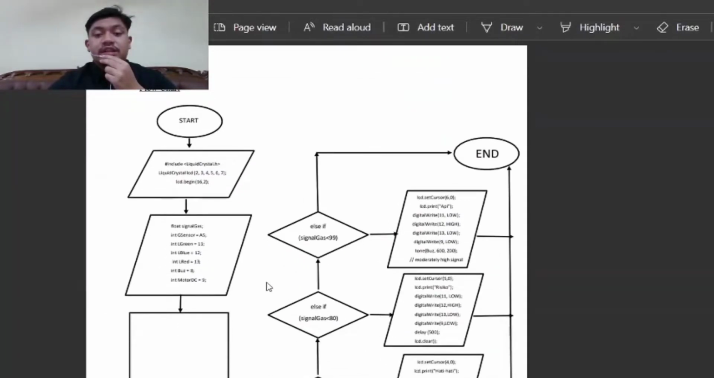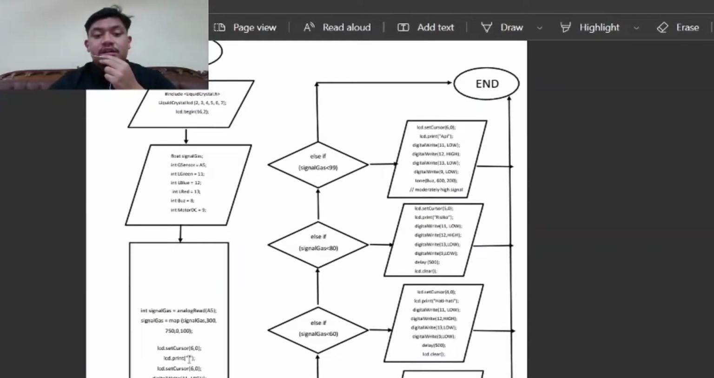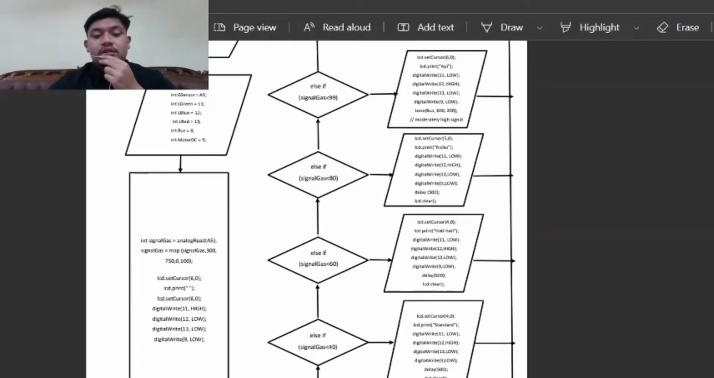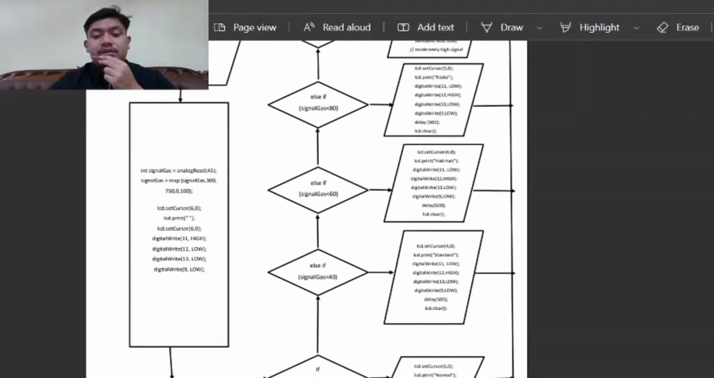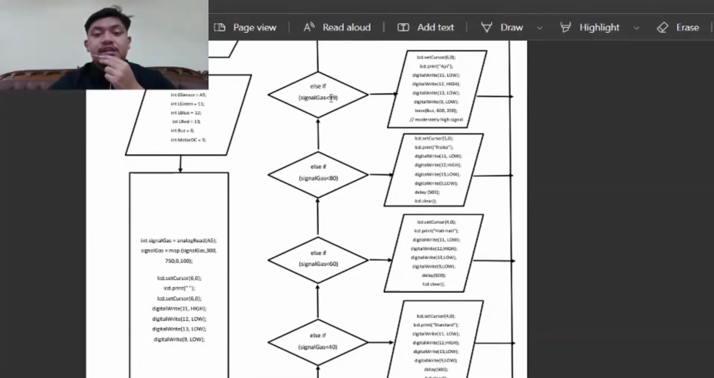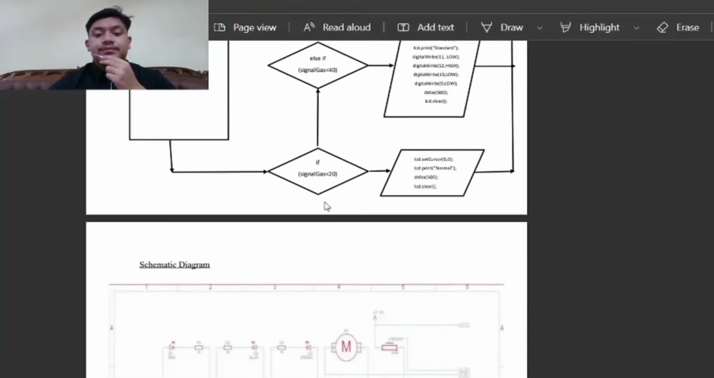Next is the flowchart. It starts with the C++ coding, and it can be in five different conditions. Each condition has a different output, depending on the gas signal that is detected. The first one is if the gas signal is below 20. Next is below 40, below 60, below 80 and below 99.